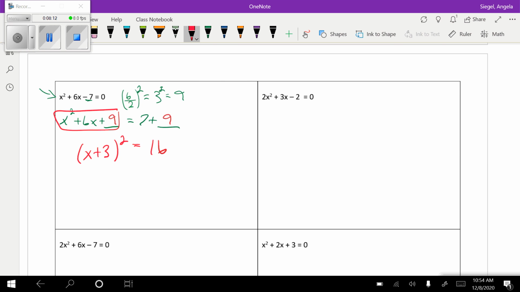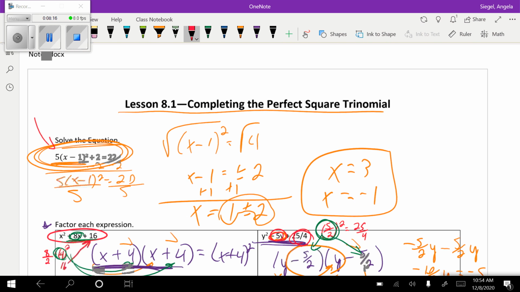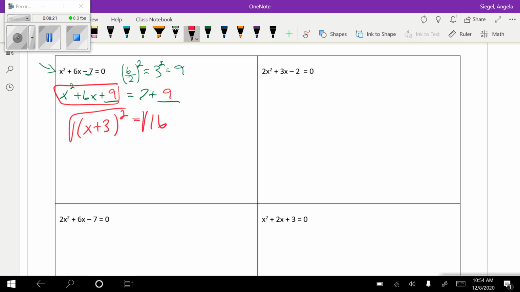Now it looks like the problem that we did at the very beginning, this one. So I'm just going to take the square root of both sides, and I get x plus 3 equals plus or minus 4. And then solve for x.